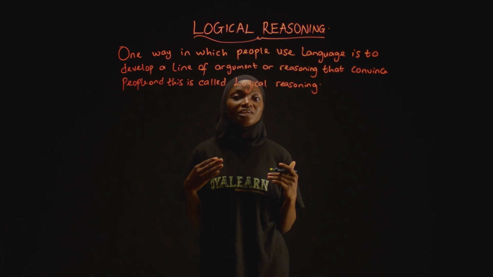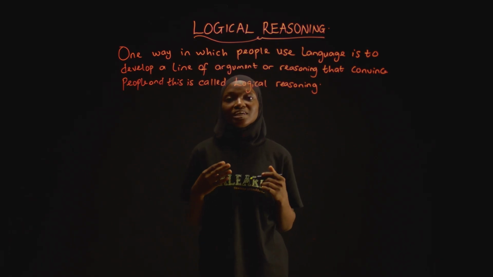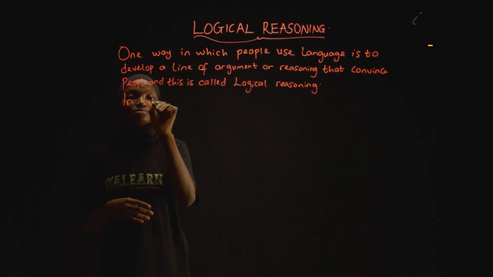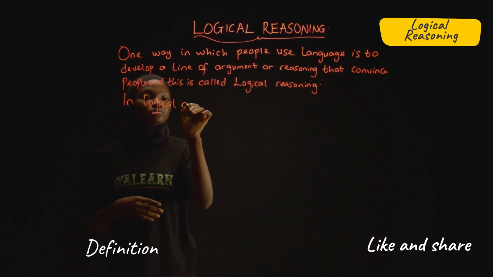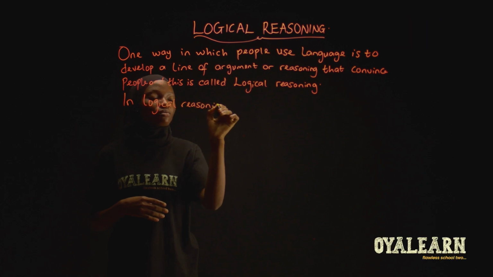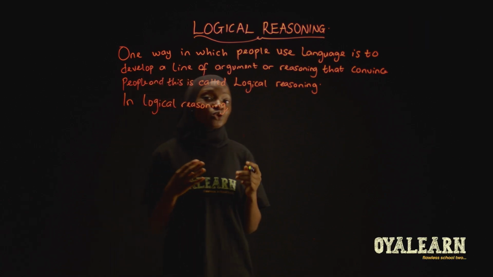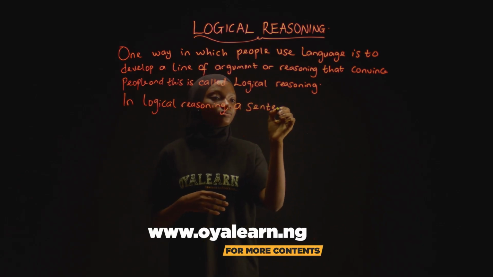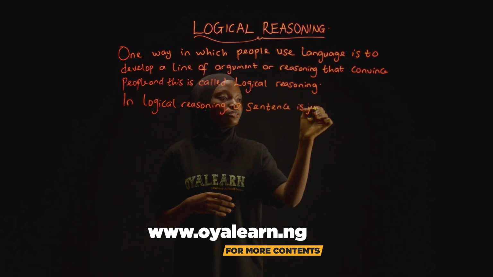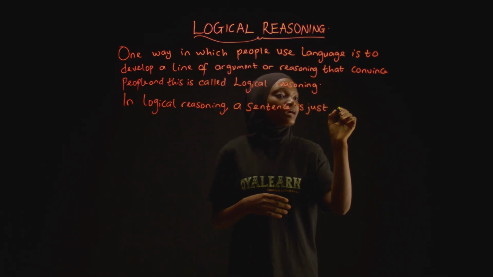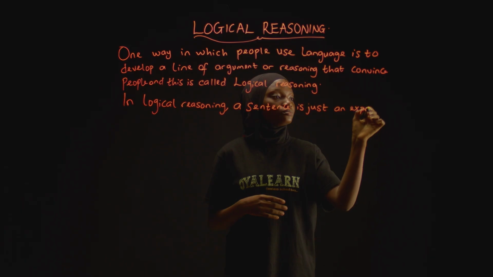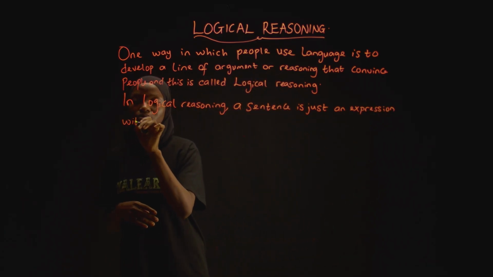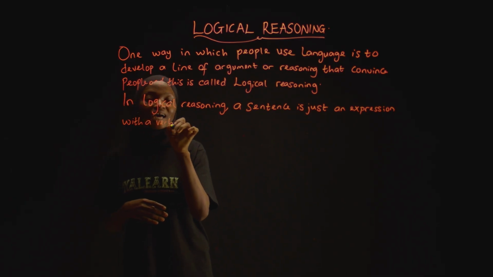And now we want to figure out, okay, if that line of reasoning is true, if that line of reasoning is false. Now, in logical reasoning, what do we know as a sentence in logical reasoning? A sentence is just an expression with a verb. That is an action word.